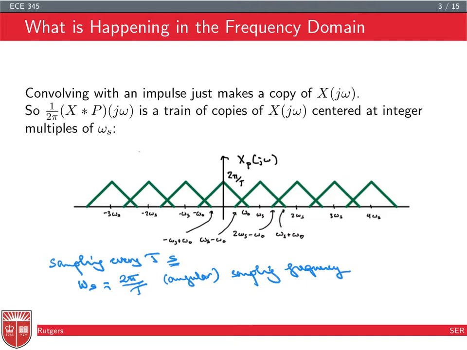Then if you look in the frequency domain at your sampled signal, it's going to be just copies of the spectrum of the original signal that are repeated and centered around multiples of omega s. So these are shifted copies of the signal.